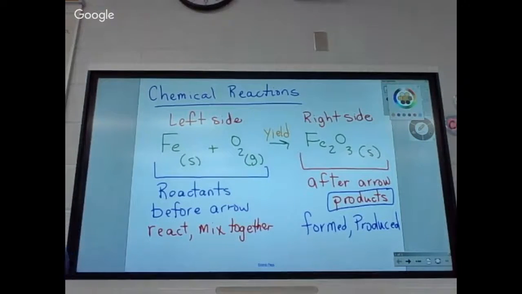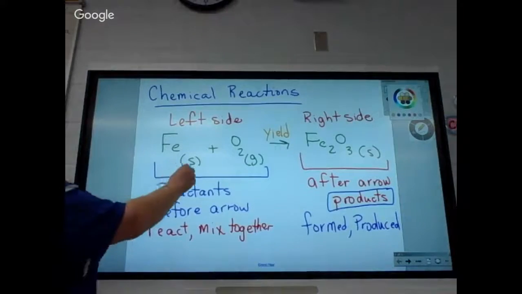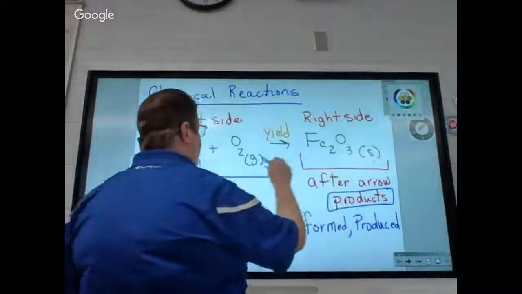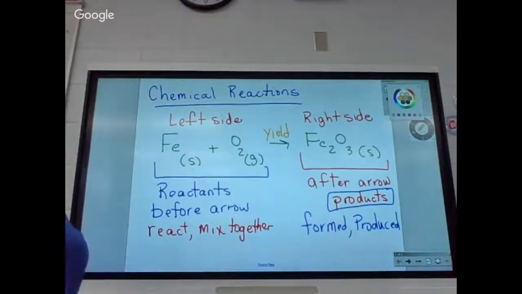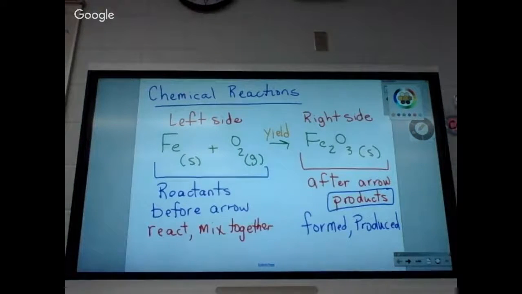Now, all of these little doodaddies, have I heard of those? Know what those are? Those are states. We're going to talk about those in a few minutes.